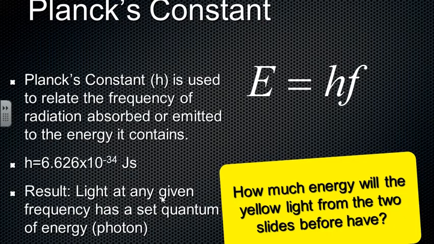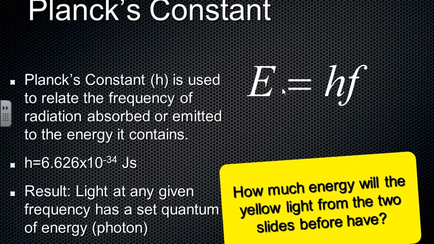And this just will tell us, for the light that's given at any given frequency, what is the quantum of energy that it has. And it's how much light is taken in or given off. And if it's given off, it's called a photon. And that is a key vocab word that will come back again. Okay, so how much light is either being taken in or given off, which is a photon. So again, if we look back at that, how much energy will the yellow light from a few slides before have? Okay, so we want to figure out E.